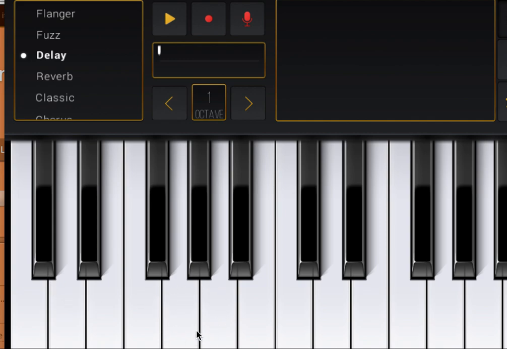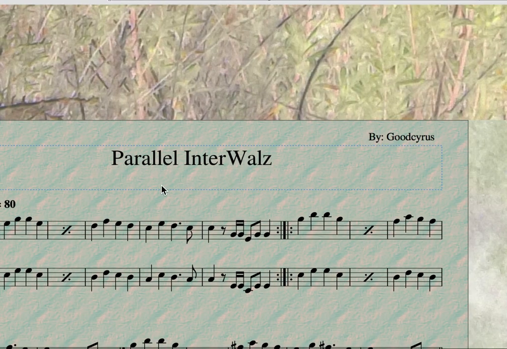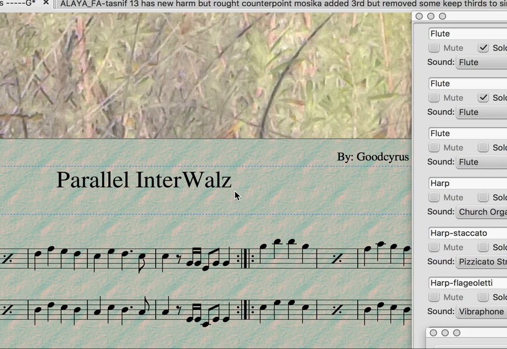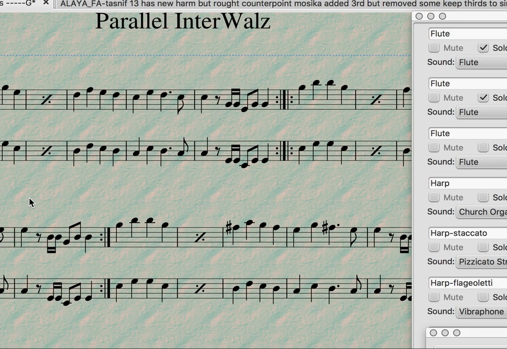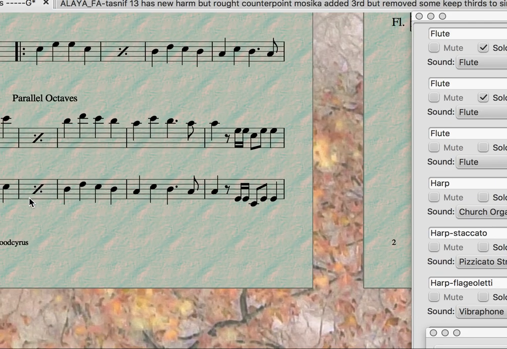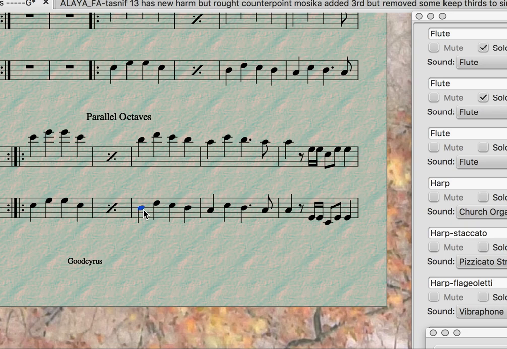Except that it's even worse than that. Every note is just like its third, a third above it, or a third below it. That statement is and it isn't true. For example, here I made what I call parallel intervals. I have two melodies an octave apart. And I'm soloing, so we just hear these two. Well, let's listen to the first one only.